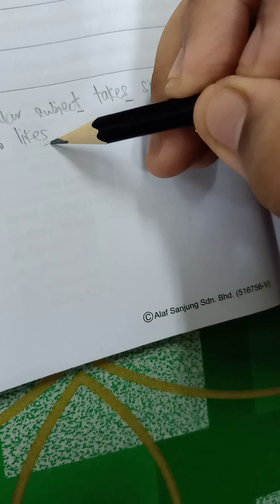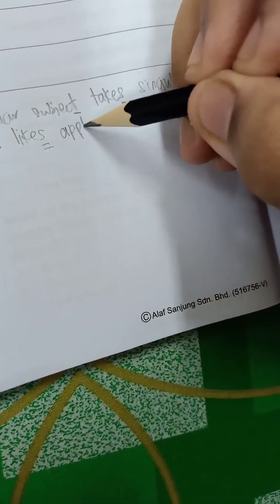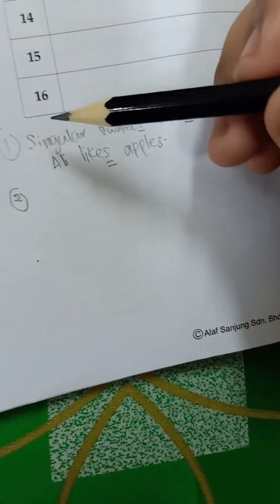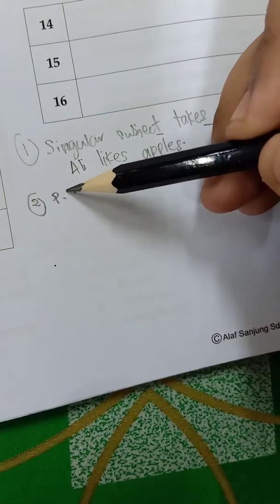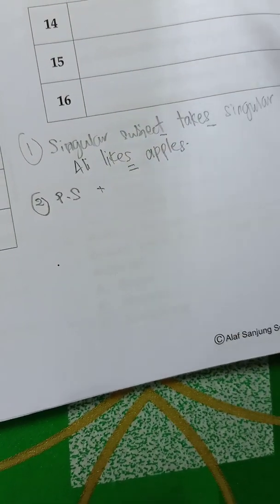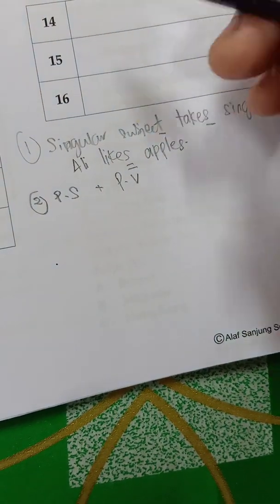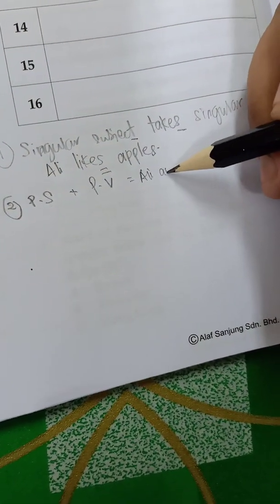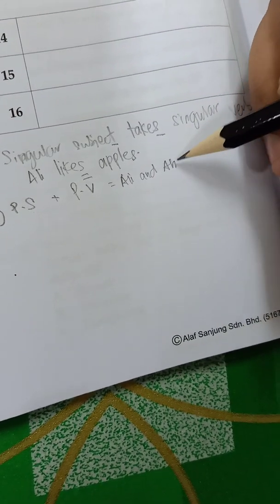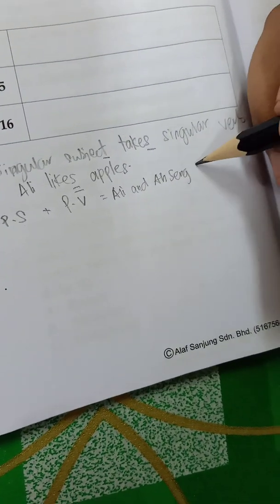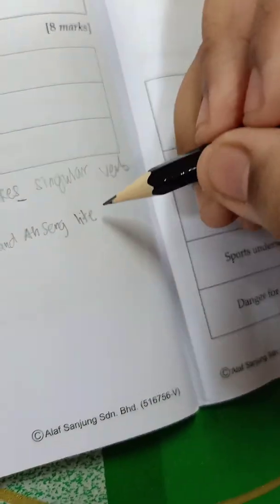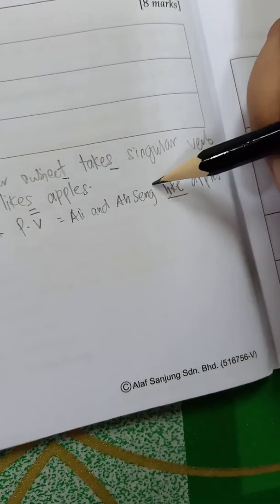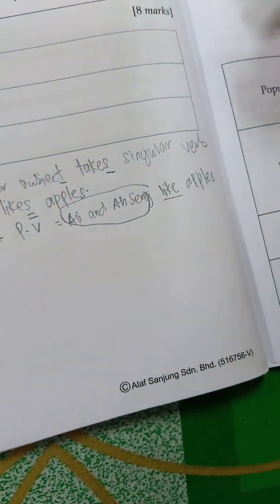Ali likes apples, for example. The second one is plural subjects take plural verbs. The example is Ali and Aseng like apples. This one has no S because this is plural.